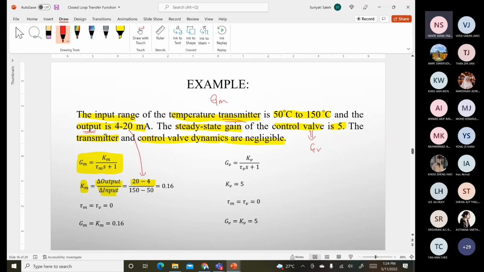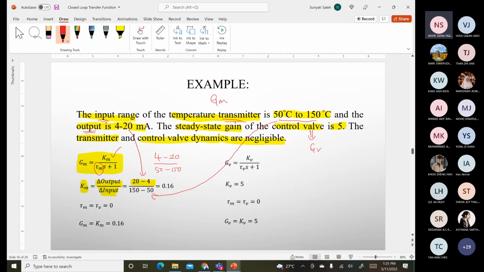So this is your output, and the input is 50 to 150 degrees C. So this is your input. It's okay if you put it like this, 4 minus 20 over 50 minus 150, you will also have the same answer later on. No problem, as long as you use the given range as stated in the question. So based on this, your gain is 0.16, based on the calculation of delta output over delta input. And in this case, we get the Km value.